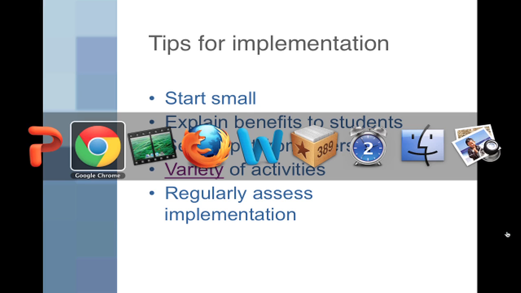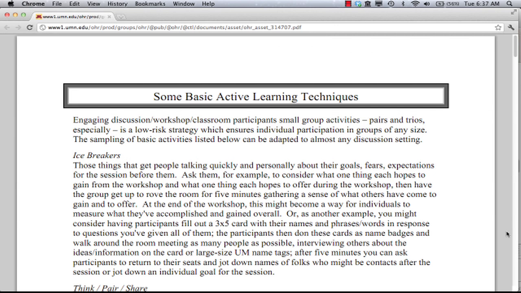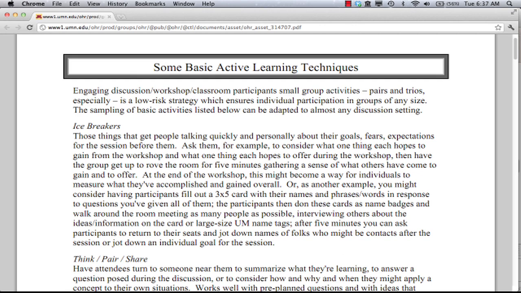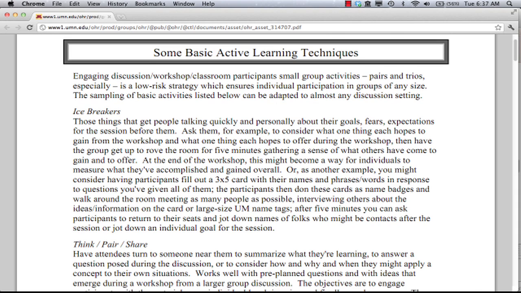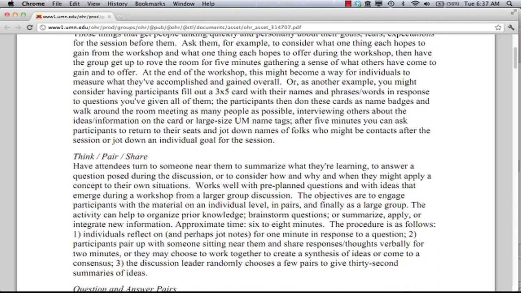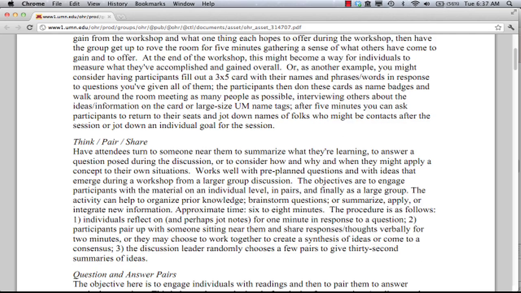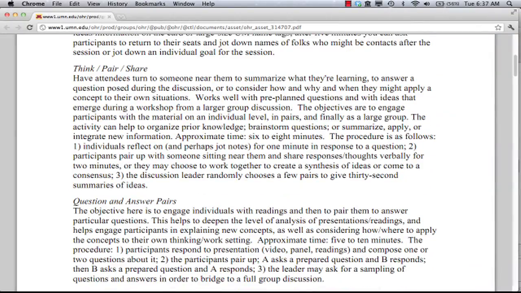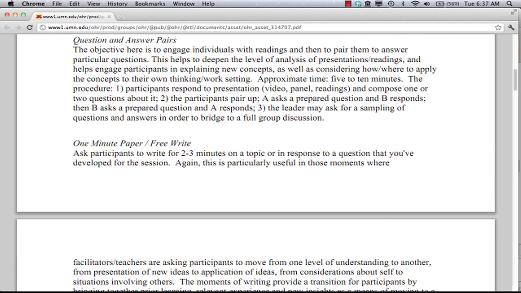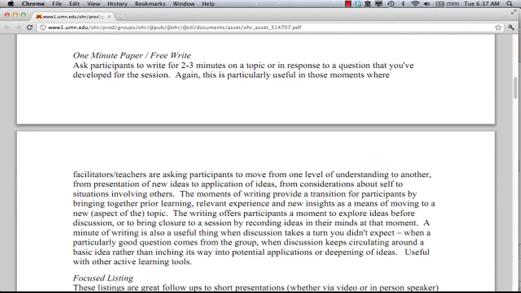University of Minnesota, again, incredible resource. They provide all sorts of documentation on their website, but here's just a list of active learning, or in the case of incorporating these into your lecture, active lecturing techniques. So there's think, pair, share, question and answers, 1 minute paper, free write. The list goes on, and that link's available in this presentation.